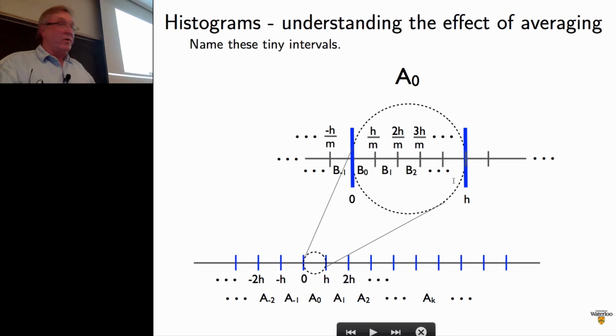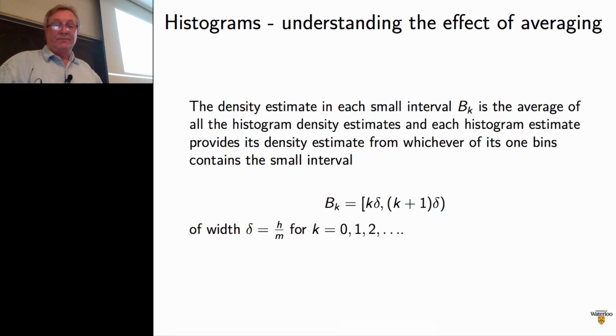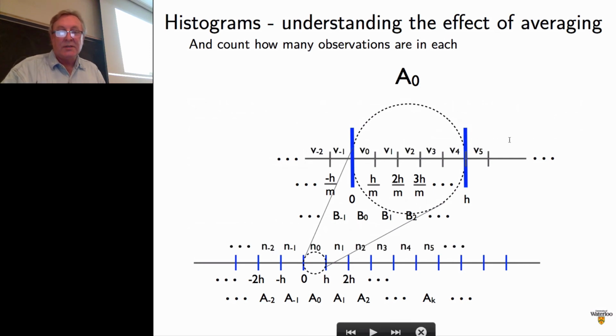So I've got many, many more of these. I have m times the number of intervals, right? So I've got all these little tiny intervals. And now I can figure out what my average looks like. I'm going to average over all of these histograms, and what I want to do is count how many observations are in each of these pieces. So I know that there's nk in the kth big interval, but they're going to fall according to some pattern, whatever that is, in the small intervals.